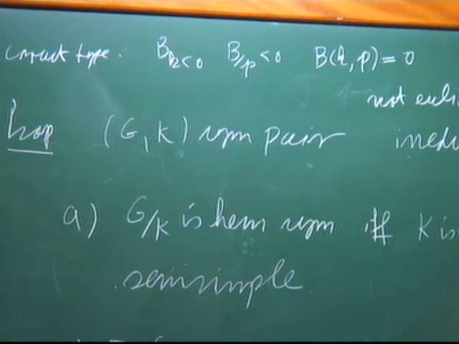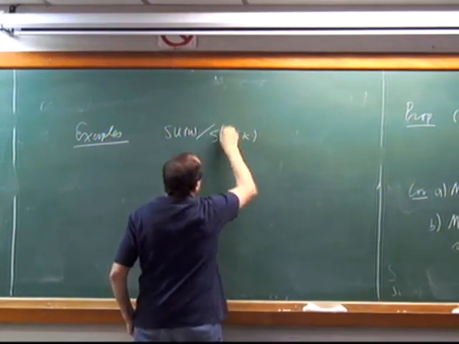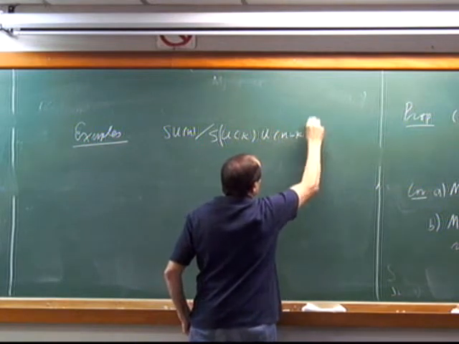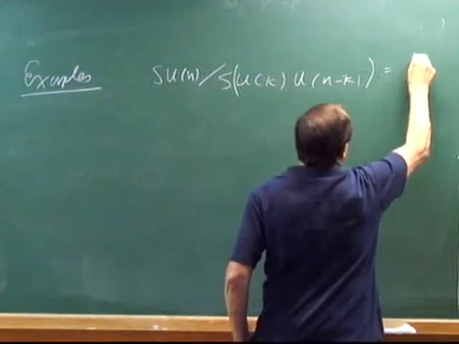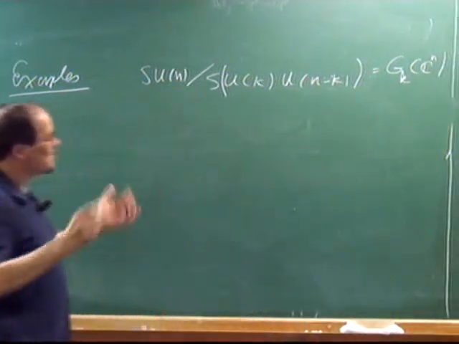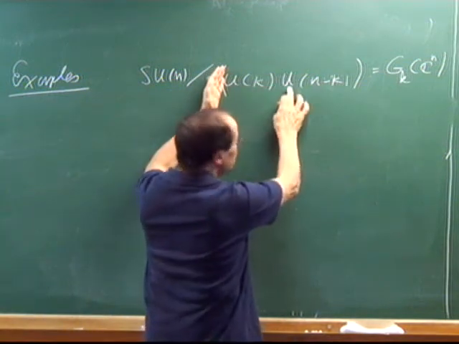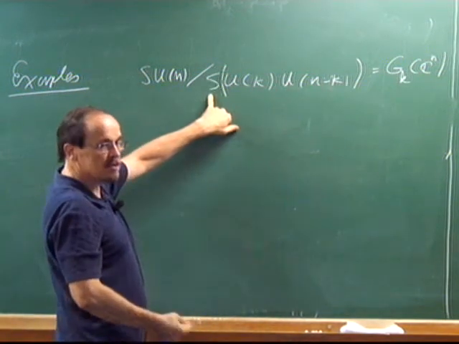UN is not semi-simple. Correct. So what was the symmetric space where K was UN? Grassmannian. So SUN mod S of U K times UN minus K. So Grassmannian of K planes in Cn. Of course, it has to be a complex manifold, so it has to be Hermitian symmetric. And here, of course, this has a two-dimensional center. It's U1 cross U1, but I take those with determinant 1, so it's a one-dimensional center.